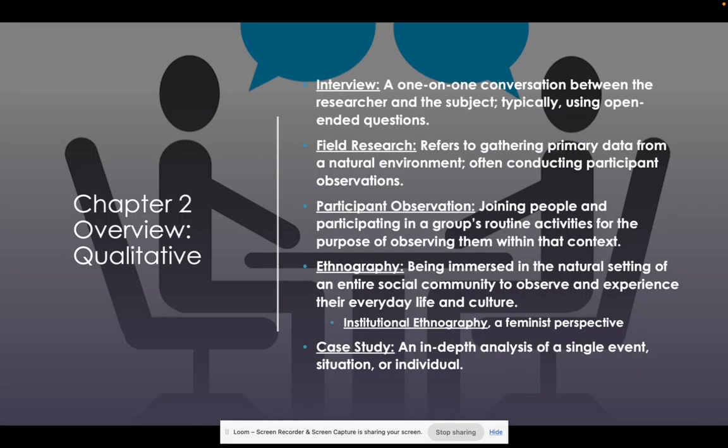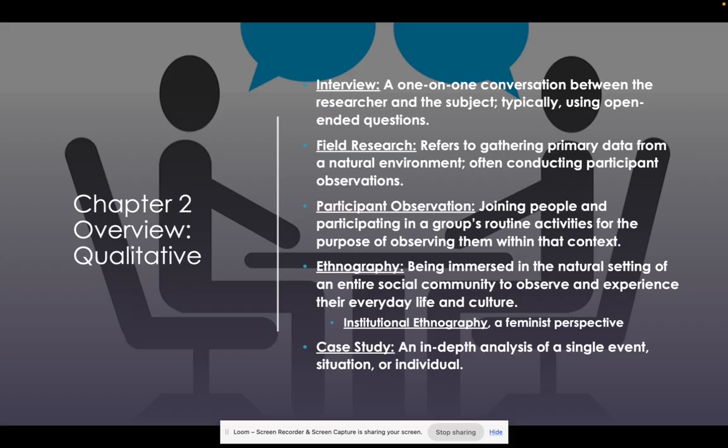As far as qualitative research, again, the most common thing that most folks think about is interview data. This is a one-on-one conversation between the researcher and the subject, typically using open-ended questions. Now, there are different types of interviews you can conduct, including, for example, focus groups, which I'll talk more about potentially during our face-to-face session this week. But for our purposes, as long as you have a basic understanding of what an interview is and what that means in terms of qualitative research, you should be in good shape.